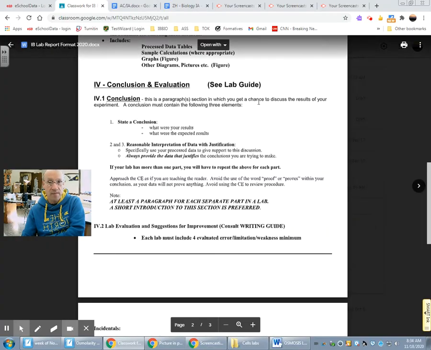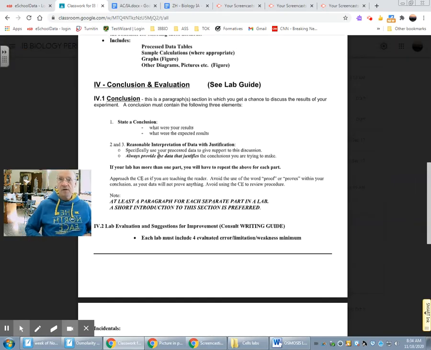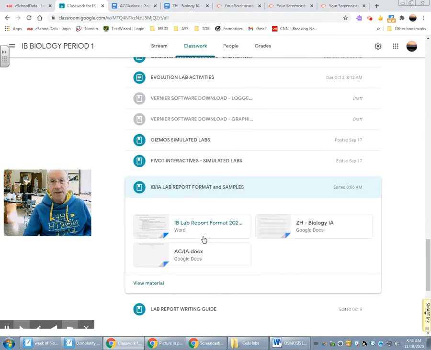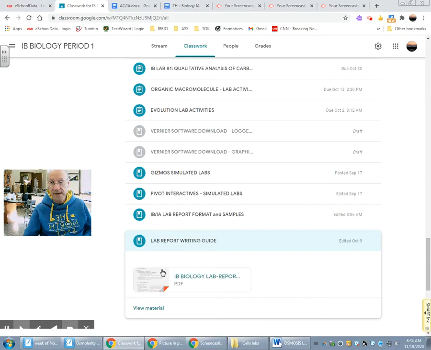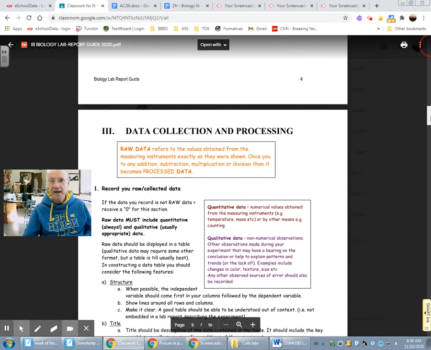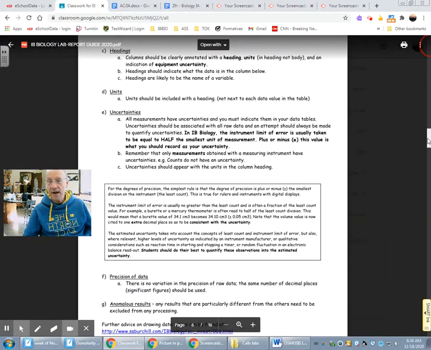All right, so everyone's going to be writing the conclusion, justify your conclusion based on the data that you're going to be given. You're going to then evaluate the lab. How do you evaluate the lab, you might say? Well, you're going to need to go to the lab report writing guide for that. And everyone who is not used to this should be going and consulting the writing guide.